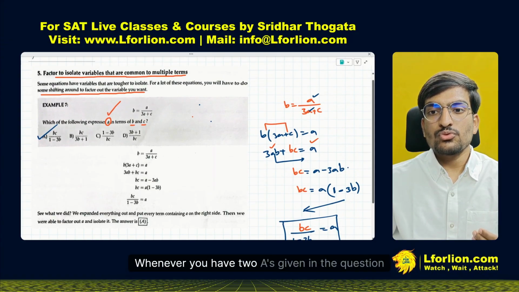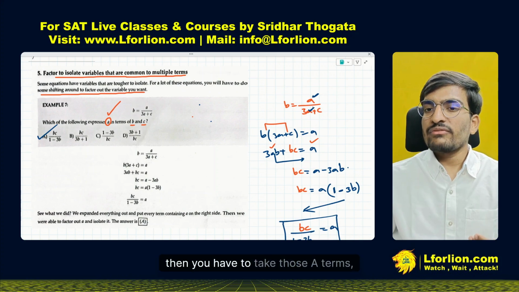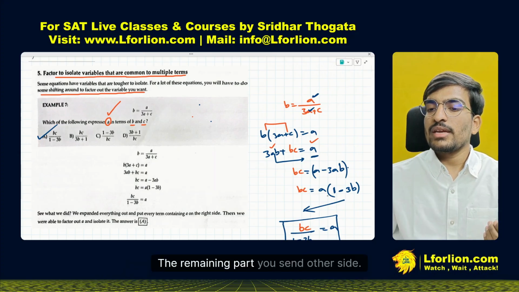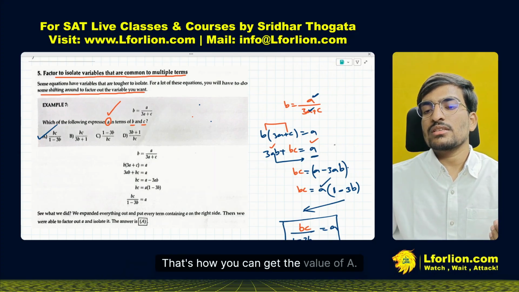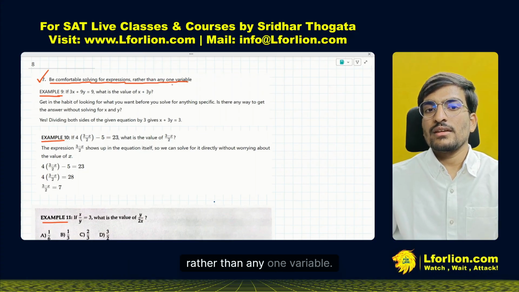Whenever you have two a's given in the question asking you to find the value of a, you have to take those a terms, those like terms, at one place, and take out the a common. The remaining part you send to the other side. That's how you can get the value of a. So here, be comfortable solving for expressions rather than any one variable.